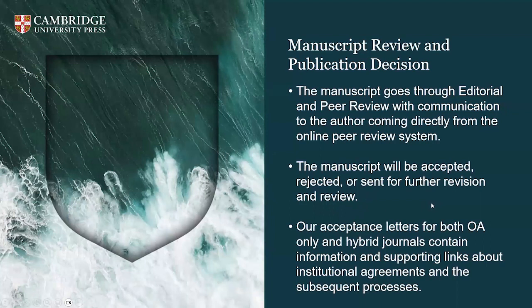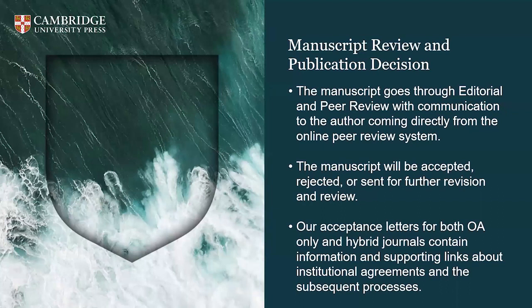Got 3 decisions. And the acceptance letters for both OA-only and hybrid journals contain information and support links about the institutional agreement and the subsequent process. Because in the subscription mode, you don't have to pay any fee. When you accept, you just sign the publishing agreement and then go to publication.